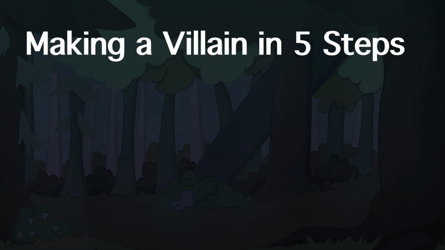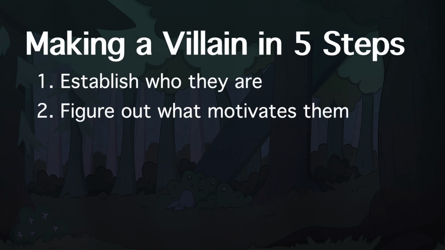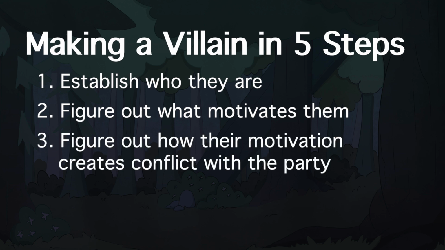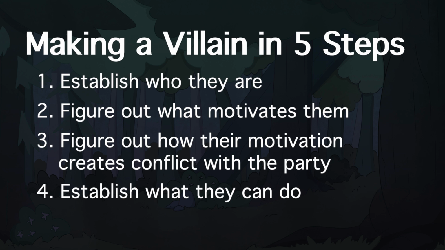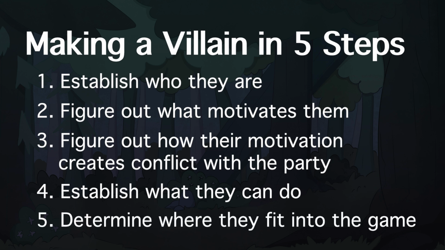So once you have your basic seed of an idea, how do we take that and make it into a compelling villain? The 5 steps I go through are: who are they? What is their motivation? How does their motivation create conflict with the party? What are their abilities? And finally, when and where are they going into the story? This is also the order I usually answer these questions in. Of course, once you better answer these questions, you can go back and alter things. But I find this order works best since each question feeds off the one before it.